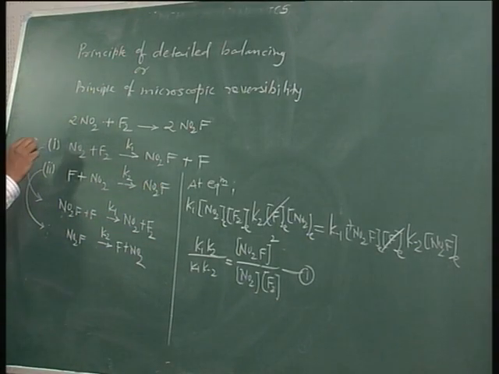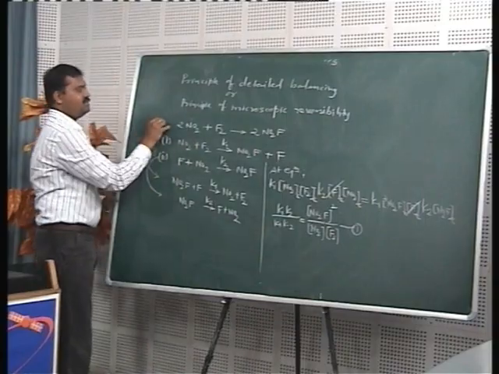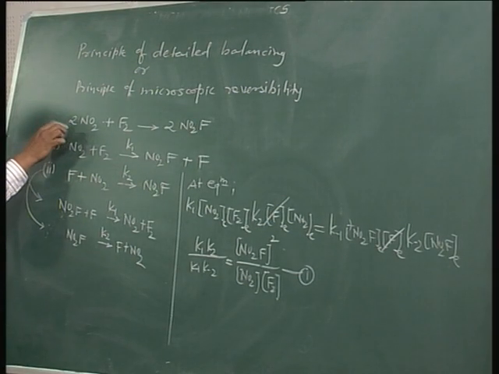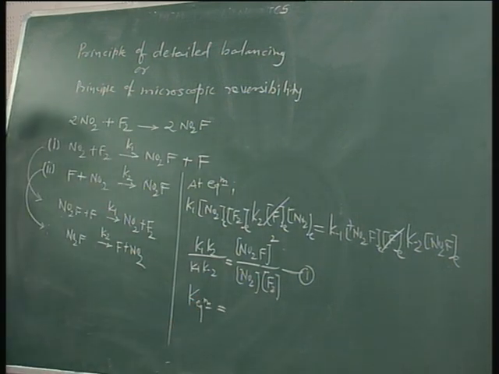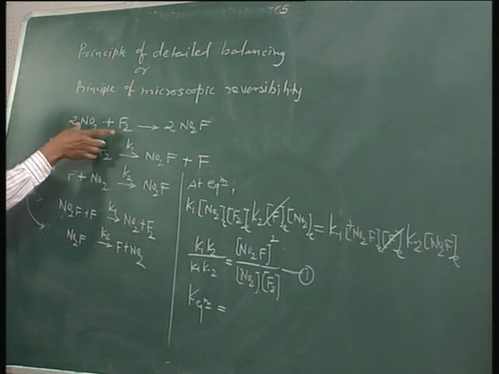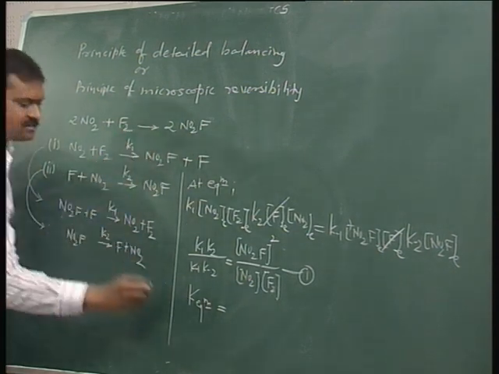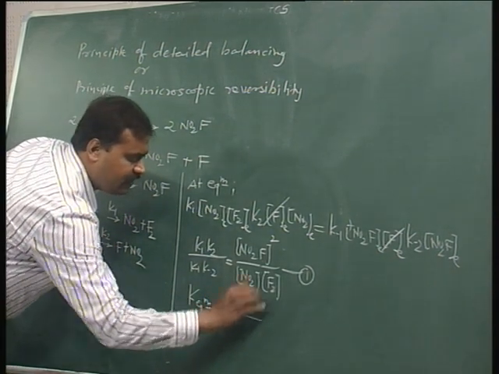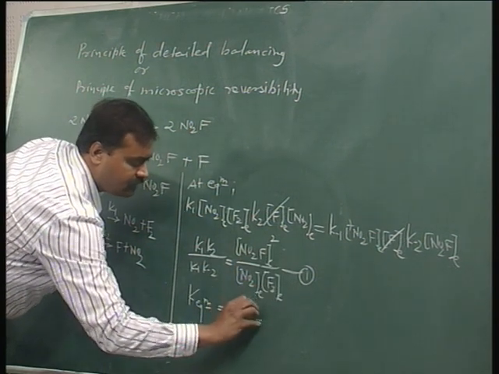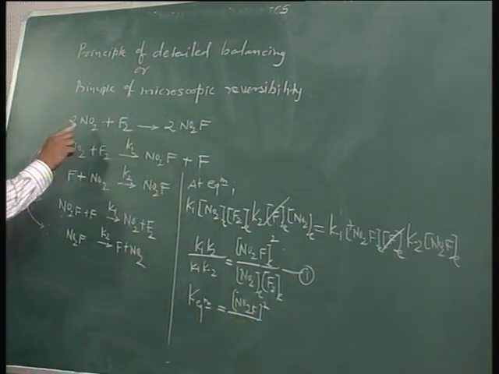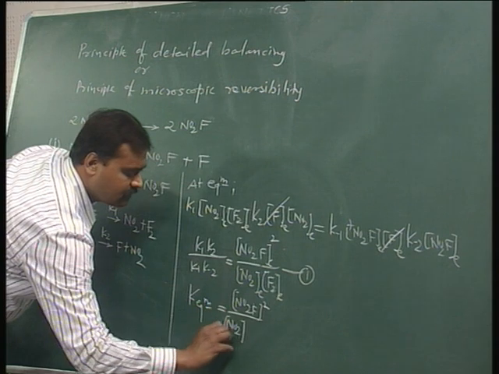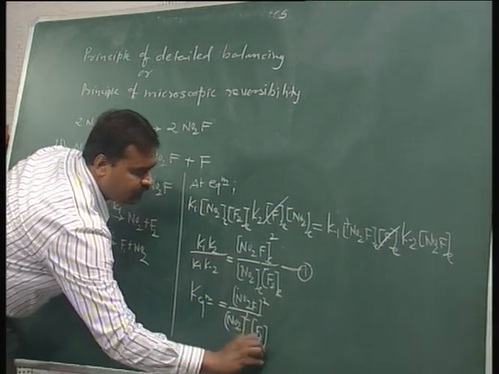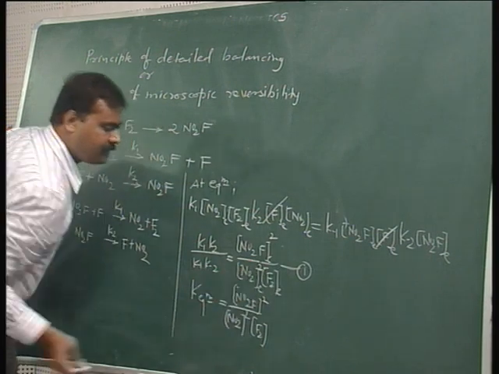Now come to the equilibrium constant of the overall reaction. This is our overall reaction, and for this reaction we can write the equilibrium constant. So the equilibrium constant K equilibrium is equal to, again, the concentration of product by the concentration of reactant. The concentration of product, that is NO2F square, divided by NO2 square into F2. Here there is NO2 square, sorry.